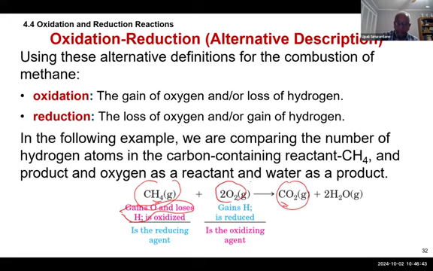Oxygen gains hydrogen. Therefore, it's reduction. In this case, oxygen is reduced. Therefore, it is an oxidizing agent. In combustion reaction, oxygen is the oxidizing agent. This is the reducing agent. The fuel you burn is the reducing agent. So we still describe oxidation reduction reaction.